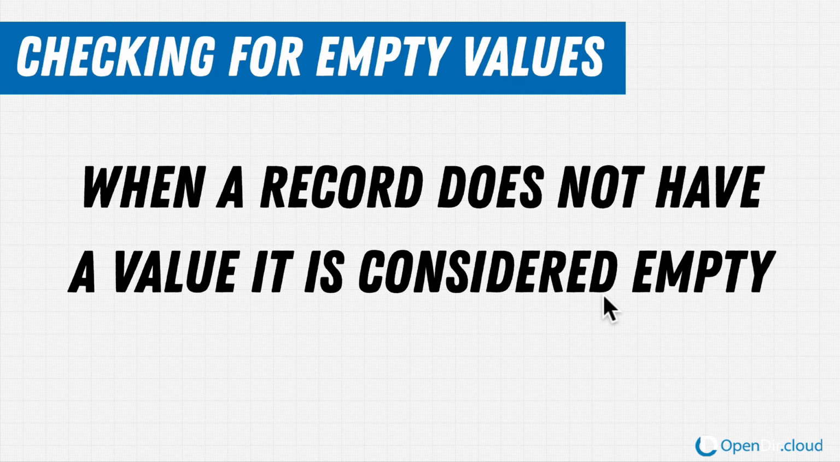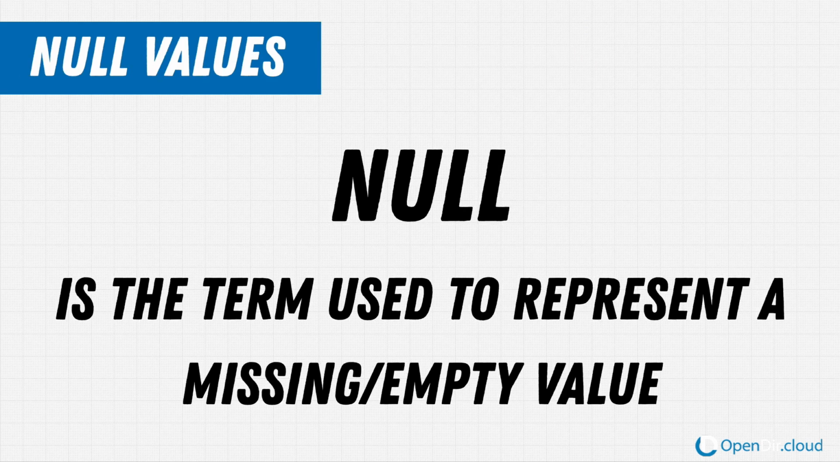Well, here's the thing. When we talk about empty values, there is one type that reigns supreme under empty. Now, if you've done coding before, you may have heard of it. It's called null. And null values are values that are empty. Null is used to represent empty or missing values. So NULL. That is the term we use to represent that missing value.